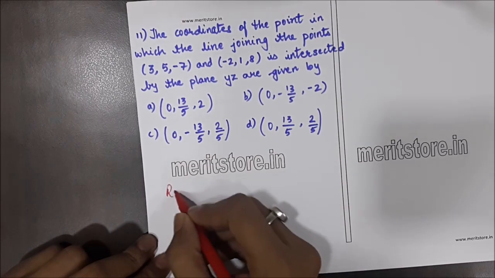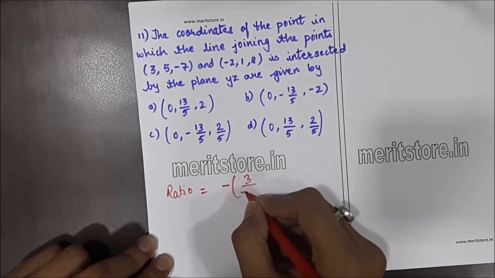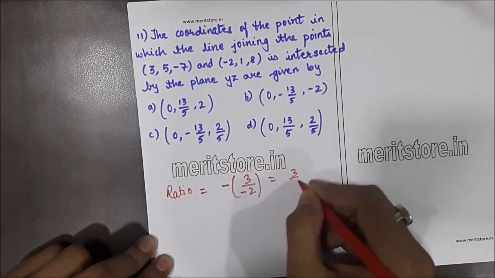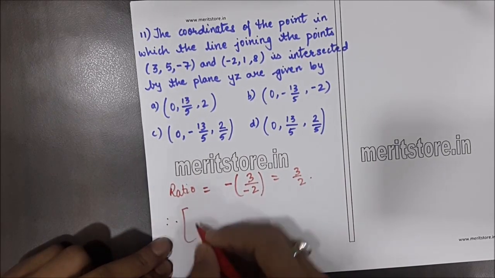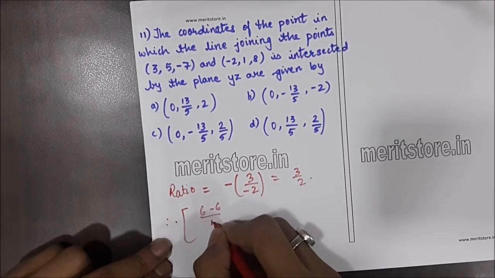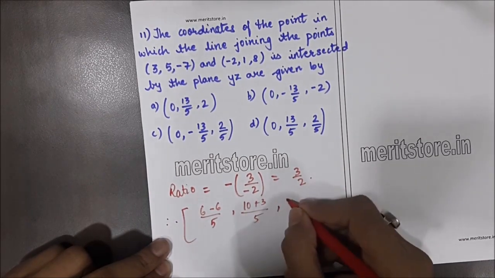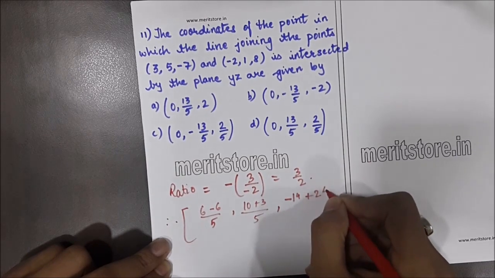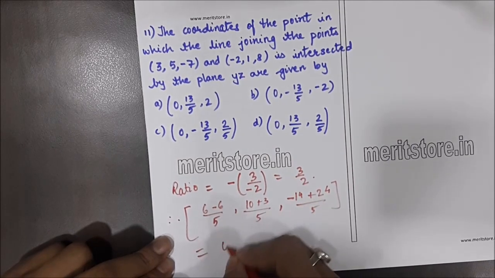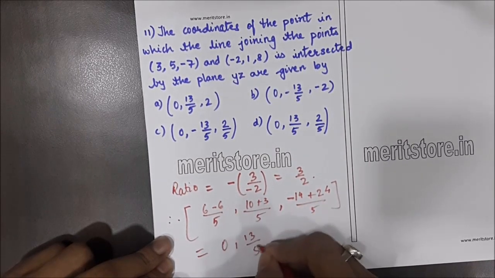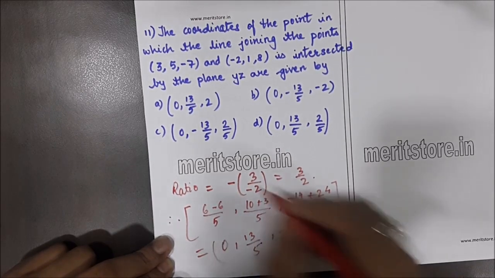Using the formula for the ratio, it is equal to minus 3 by minus 2, which results in 3 by 2. So the required coordinates of the point would be (6 minus 6 upon 5, 10 plus 3 upon 5, minus 14 plus 24 upon 5). Further calculating, we get 0, 13 by 5 and 2. So the correct option would be option A.